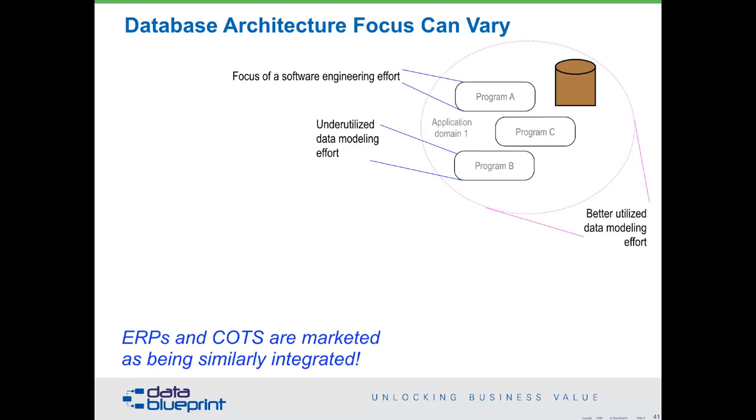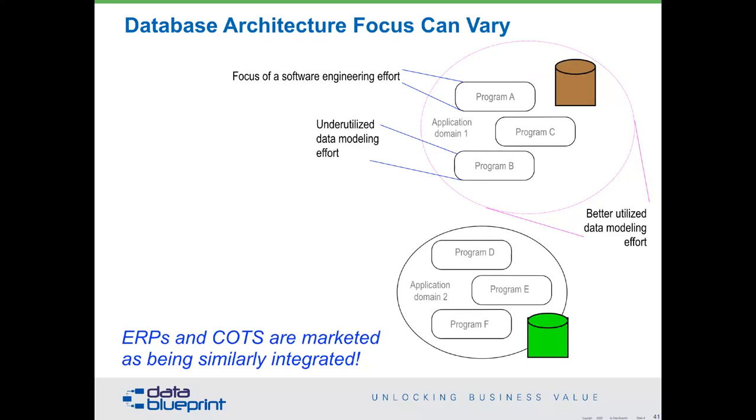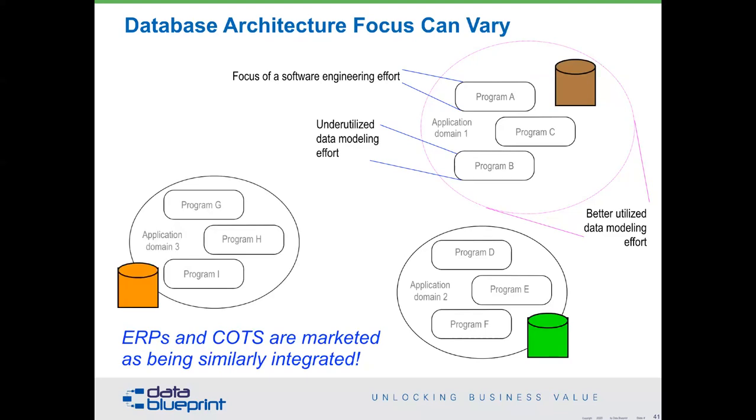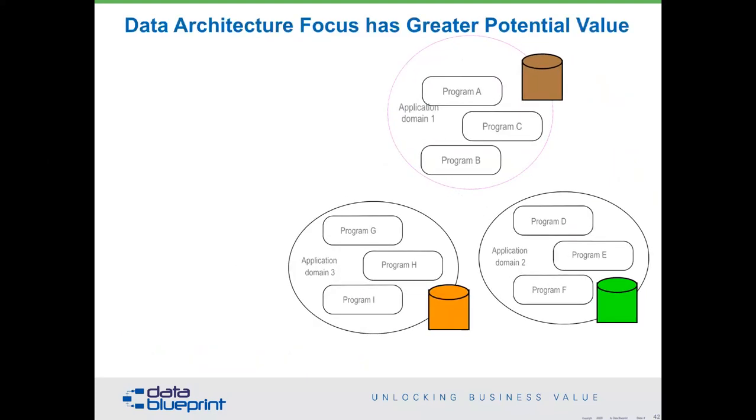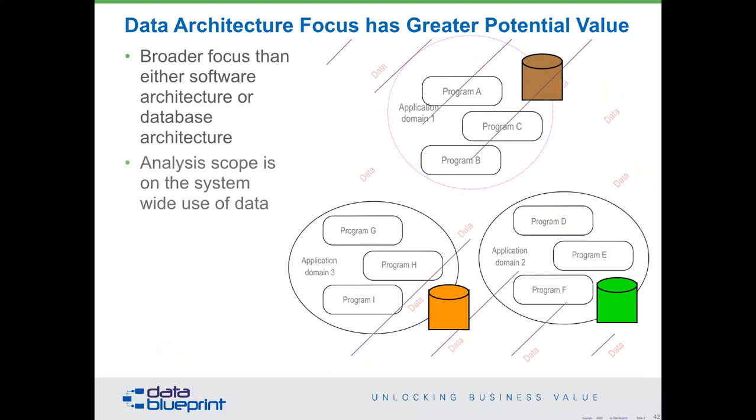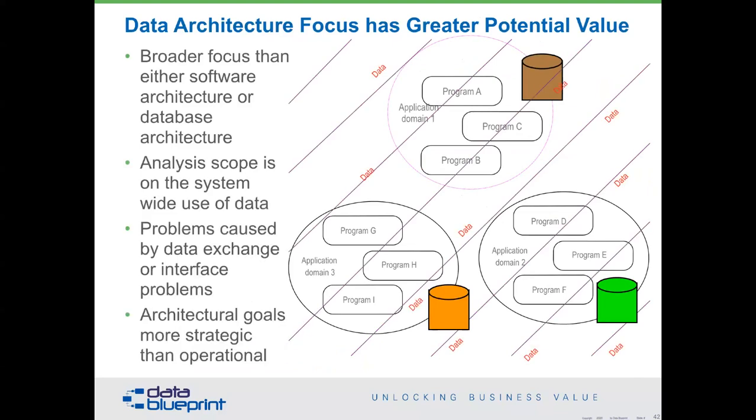And this better use of data modeling works really well in a development situation. However, if I've got multiple development efforts going on simultaneously, who is going to keep track of all three of these groups of efforts to make sure that they are all literally singing off the same sheet of paper? And the answer is the data architect. Data architecture has a greater potential value, broader in focus than either database or software architectures, in that the analysis scope is on the system-wide use of the data and problems that are caused by data exchange. So hopefully you see the architecture has a much broader scope, but it is still nevertheless comprised of each of the various bits and pieces.